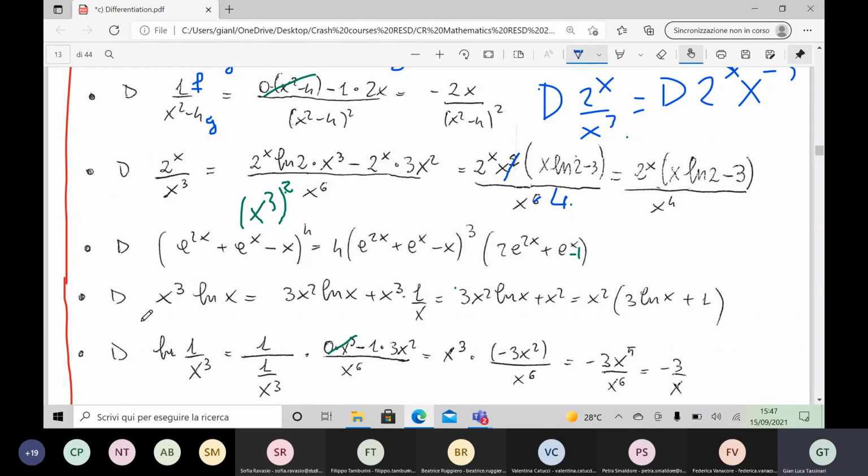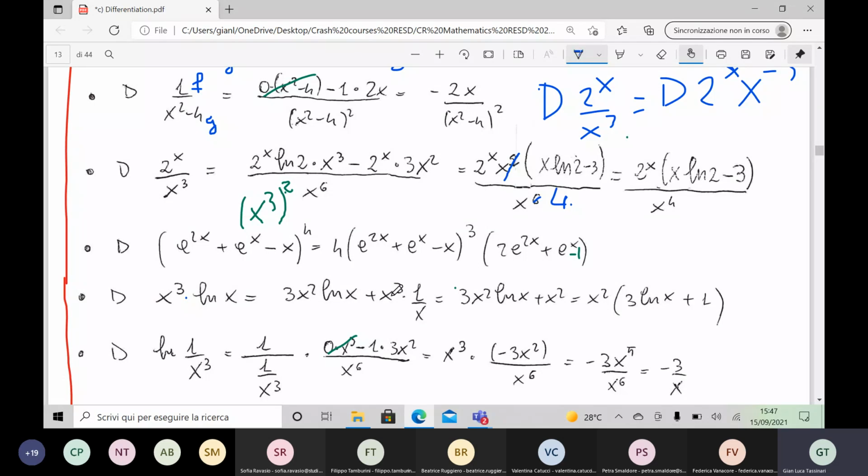Derivative of x to the power 3 times ln of x. What do you have here? You have a product of two functions. X to the power 3 is f, and ln of x is g. The product rule tells you that you have to compute f prime, which is the derivative of x to the power 3, 3x squared, times what? G, the second function as it is, so times ln of x, plus what? F as it is, x to the power 3 times the derivative of the logarithm of x.